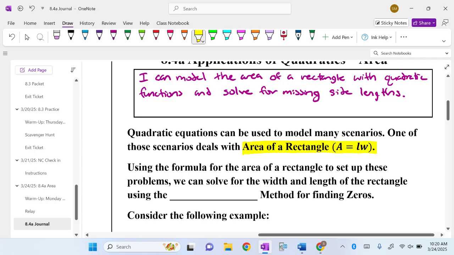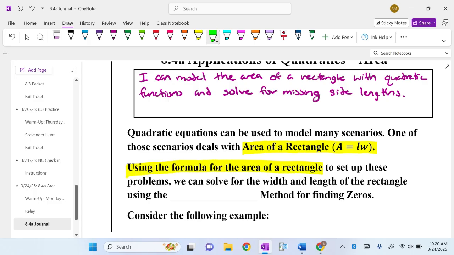All right. So we're only focusing on area of a rectangle, no other type of areas. That formula should be automatic for you guys. Now, using the formula for the area of a rectangle, we're going to set up these problems so we can solve for the width and length of the rectangle. And we're going to use the factoring method for finding zeros. So if you don't remember what the factoring method is, you'll refer to 8.3. That was the notes that we did last week.